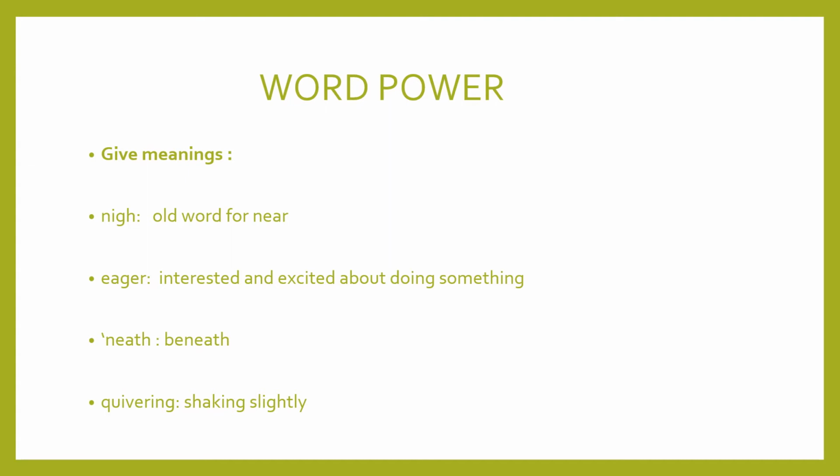Second word, eager. Eager means interested and excited about doing something. Third word is a contraction. It is 'neath with an apostrophe, that shows that some letters have been left out. And what does 'neath mean? 'Neath means beneath. The next word is quivering. Quivering means shaking slightly.